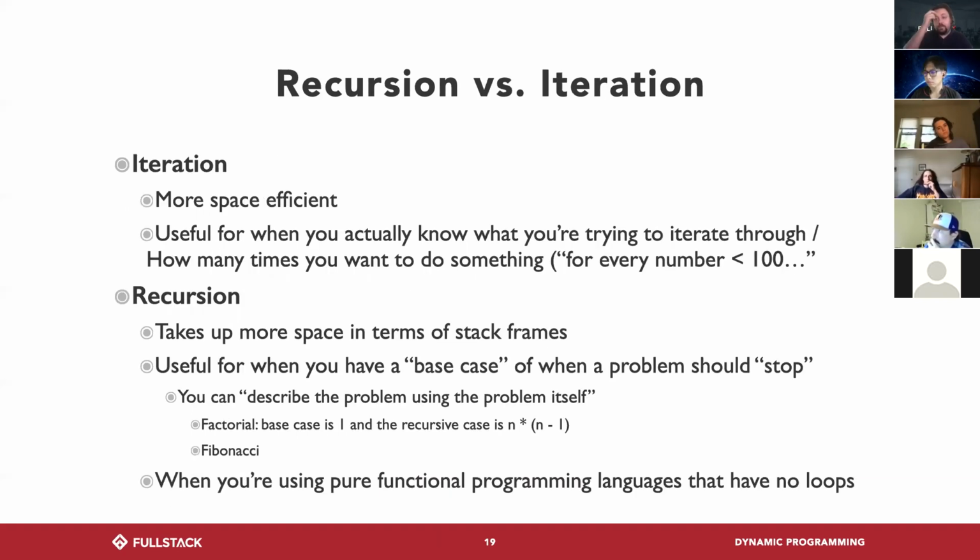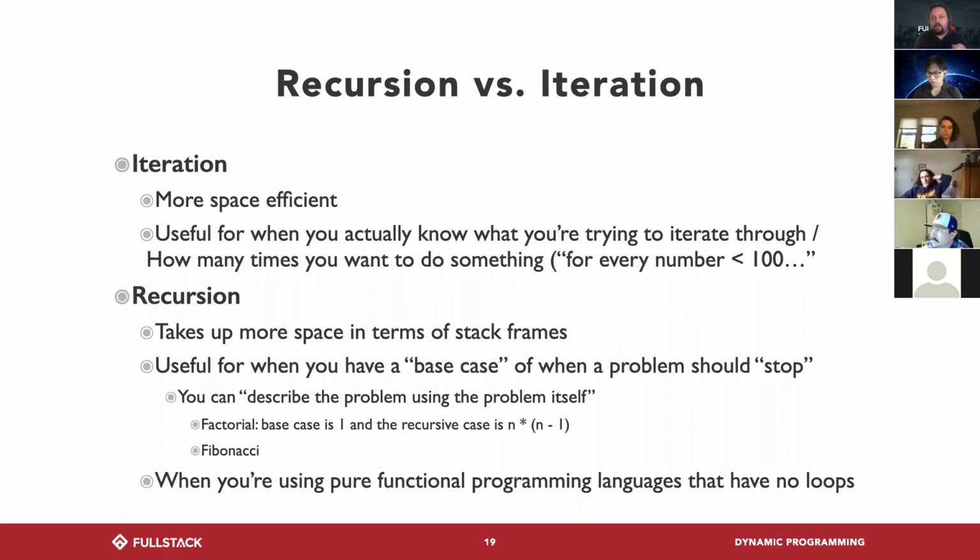The other thing you have to decide with dynamic programming is recursion versus iteration. Recursion tends to be a more direct answer, and once you get comfortable with it, I think it's a little easier to start with that route. Iteration tends to be more space efficient usually. You don't have to use as much to figure out the same problem, and it's more useful when you actually know what you're trying to iterate through. If you're not entirely sure, then recursion might be a better choice.